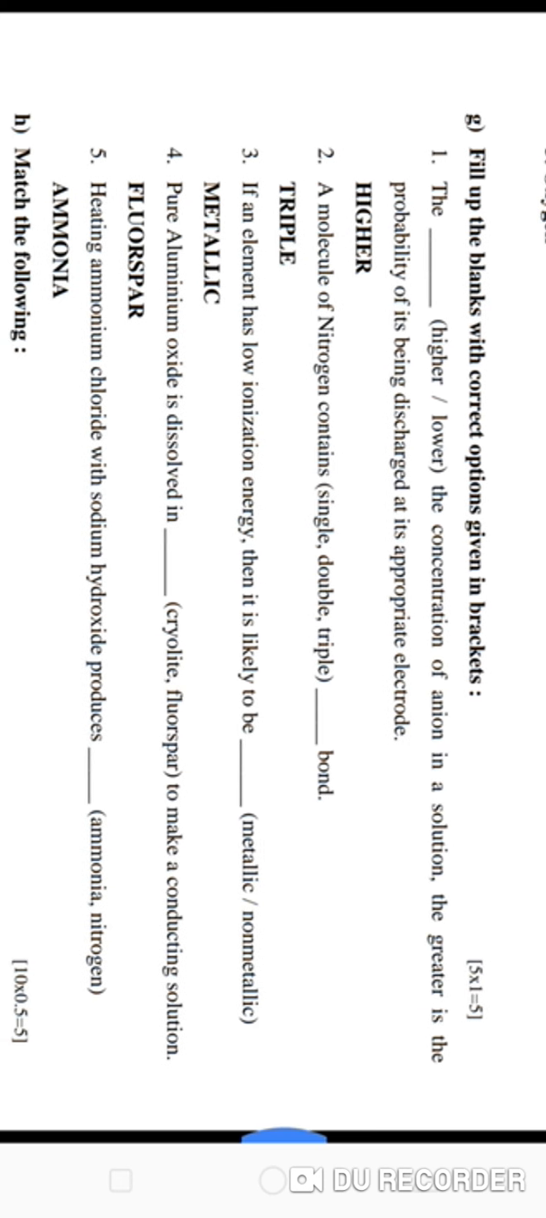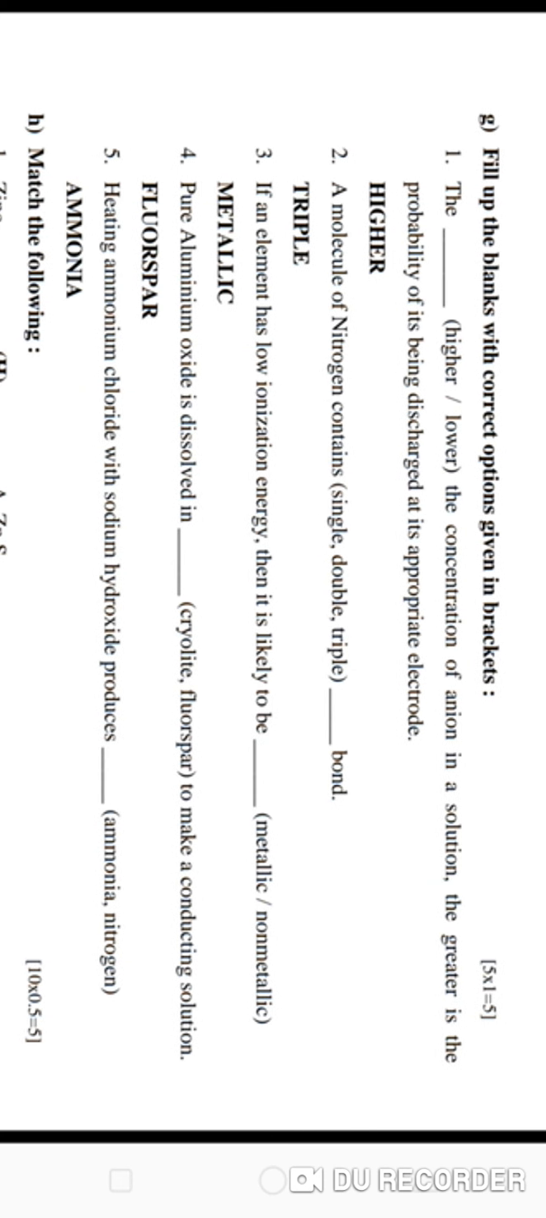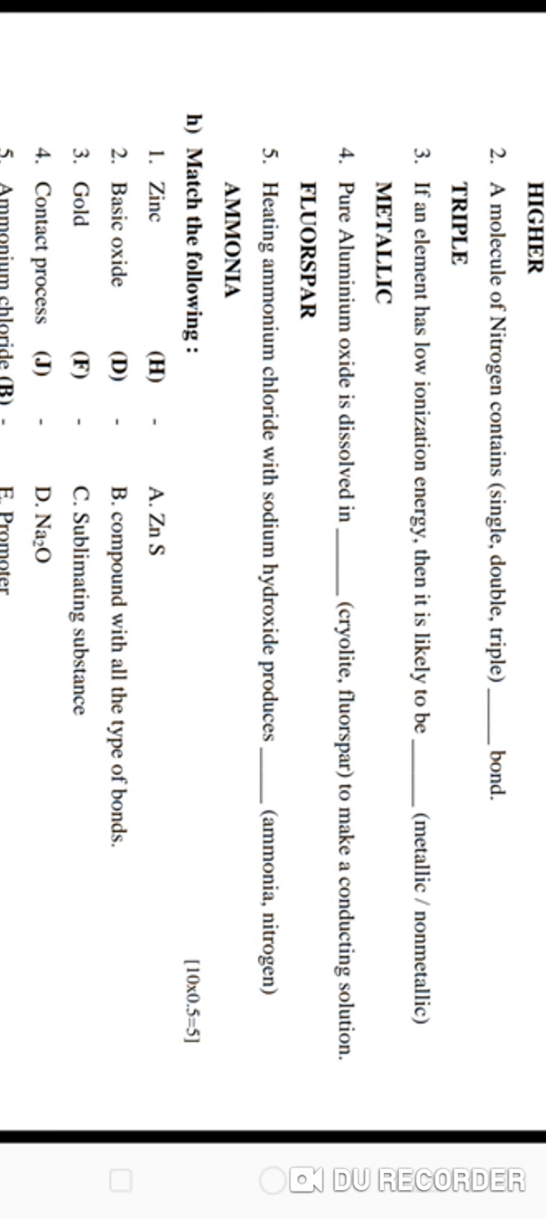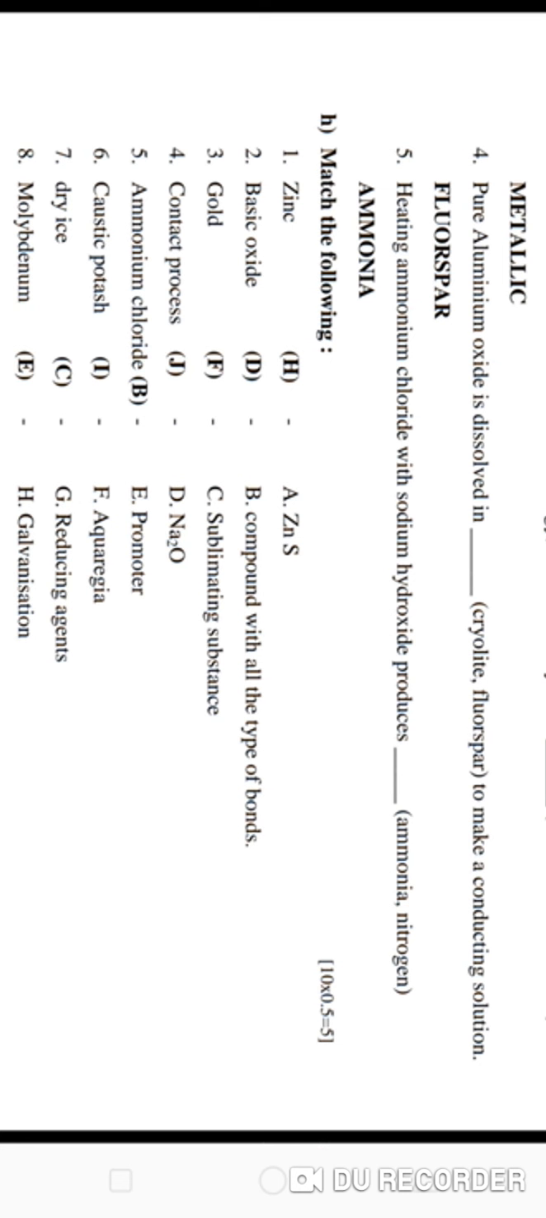The greater the concentration of an ion in a solution, the higher is the probability of its being discharged. Triple covalent bond is in nitrogen, and low ionization energy means metallic in nature. Pure aluminum oxide is dissolved in cryolite to make it more conducting. Heating ammonium chloride with sodium hydroxide produces ammonia gas.